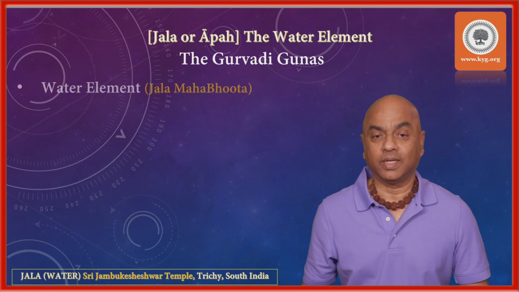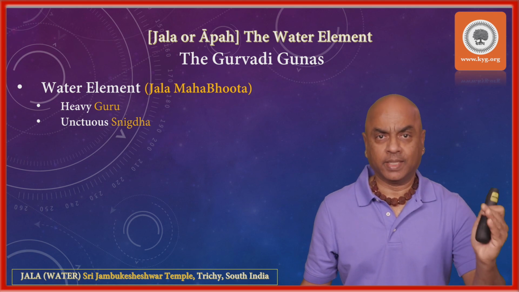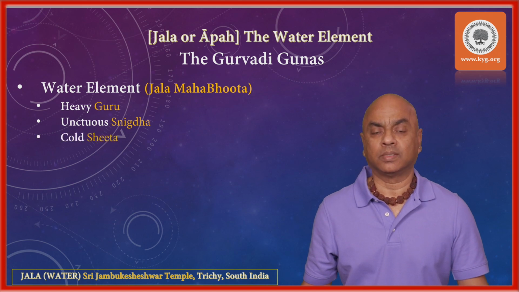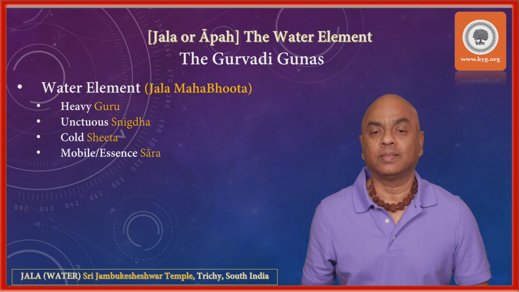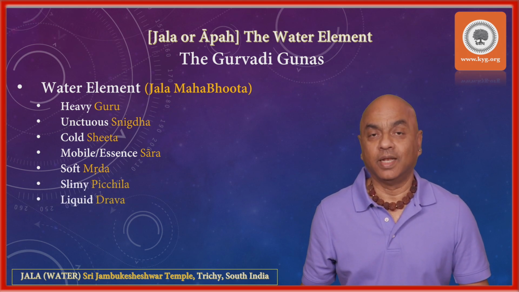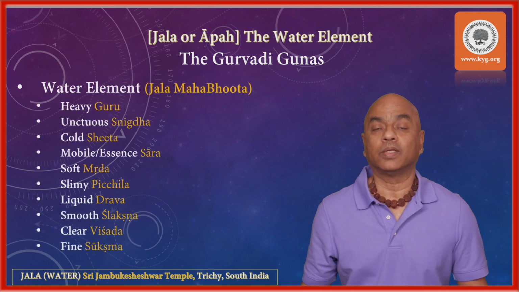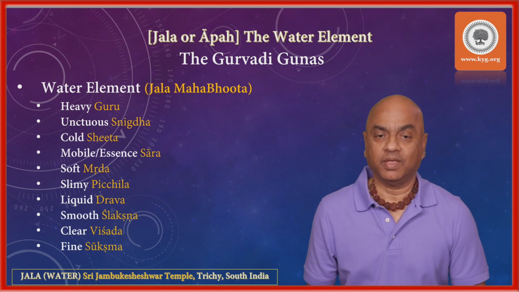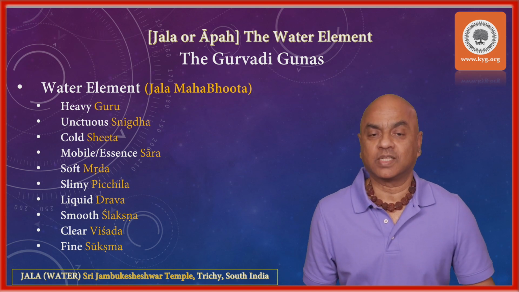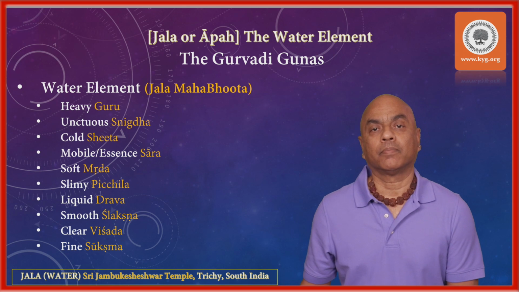Then we go to the next one, the water element. Summarizing from what we learned, we have heavy, which is part of the water element. Snigdha is also part of it, you have many things in common between earth and water. Heaviness, unctuous, then it is cold, Shita, it's mobile, Sara, then it is soft, Mrida, it is slimy, Pichila, it is liquid, Drava, it is smooth, Slakshana, it is clear, Vishadha, it is fine, Sukshma. Okay, so these are all the qualities of the water element: heavy, unctuous, cold, mobile, soft, slimy, liquid, smooth, clear, fine. All these are qualities of the water element.